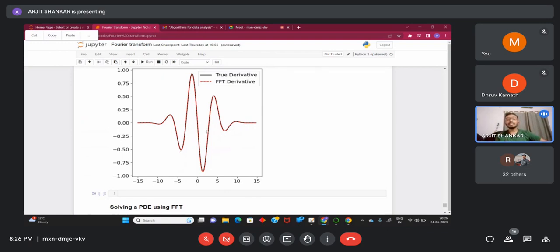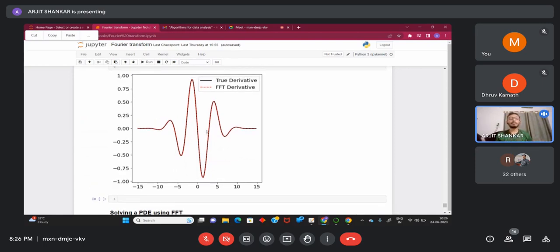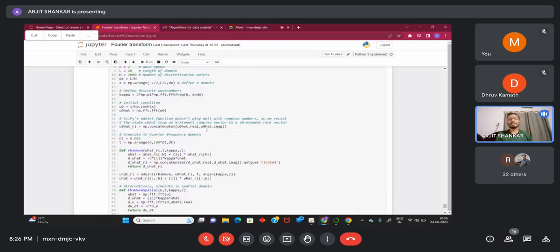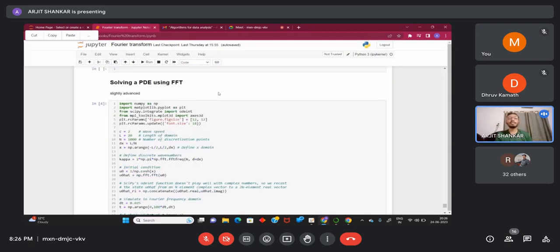Now you can use this because we know that partial derivatives are kind of these derivatives themselves, but in a more complex way. So I've written this code over here, with the help of which you can find partial derivatives or solve heat equations and so on.